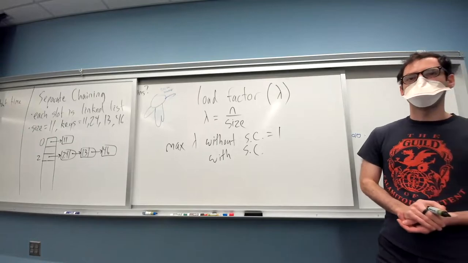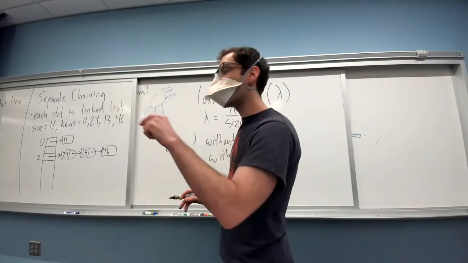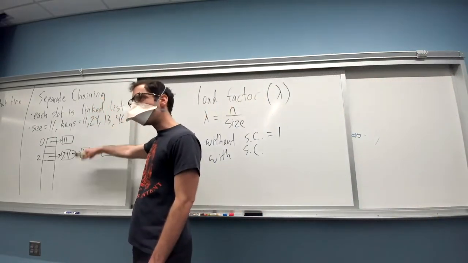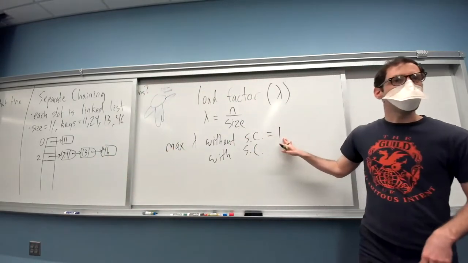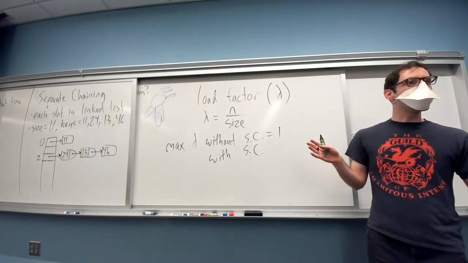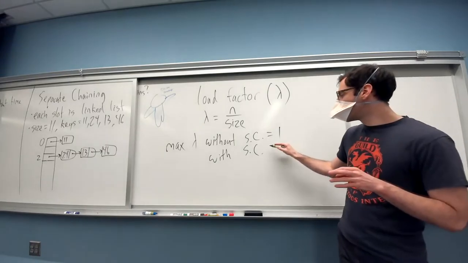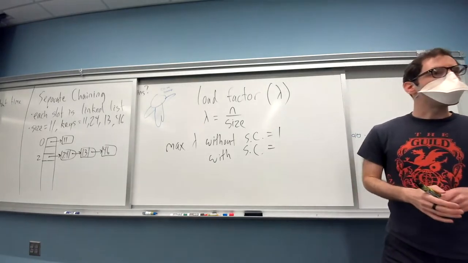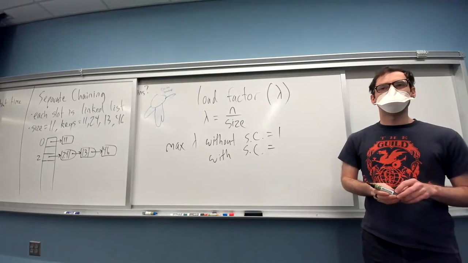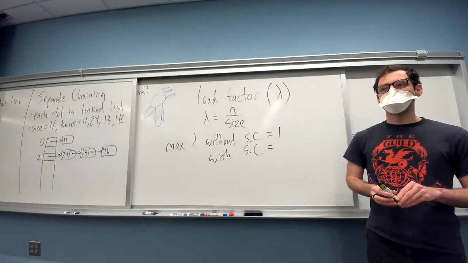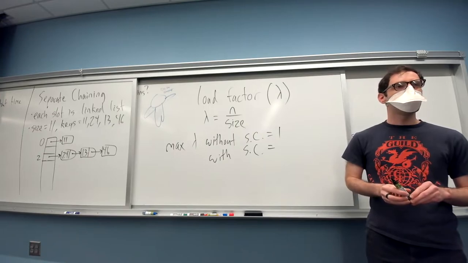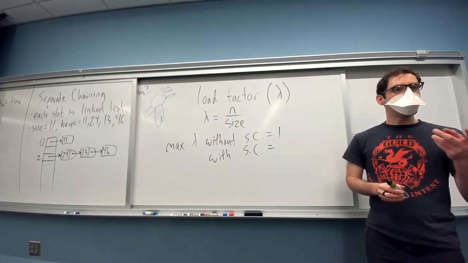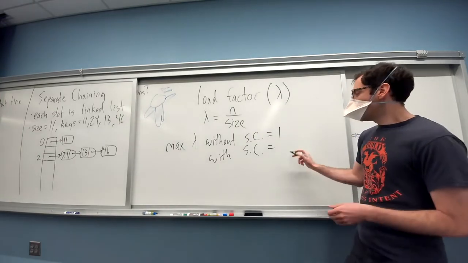Exactly. If we can have at most one thing per slot, we could have all of the slots filled, at which point our load factor would be 1. There's no more space in the hash table. How about with separate chaining? Yeah? That's infinite.